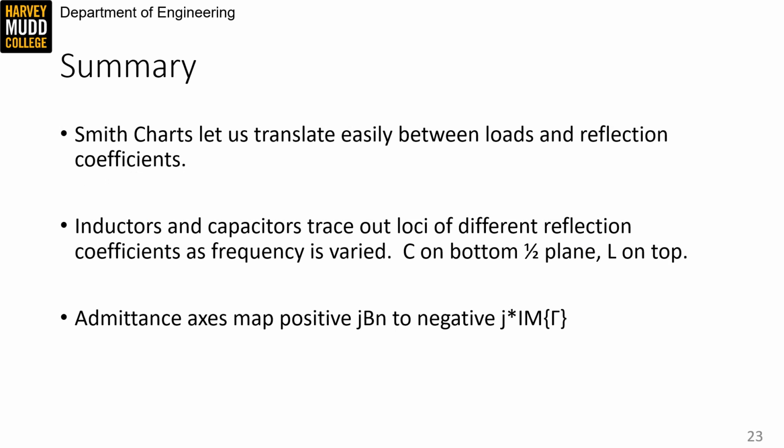So in summary, the Smith chart lets us translate easily between loads and reflection coefficients. Inductors and capacitors trace out loci of different reflection coefficients as frequency is varied, and C is always on the bottom half plane, and L is always on the top. And the admittance axes are kind of upside down. They map positive jBn to negative j times imaginary gamma.